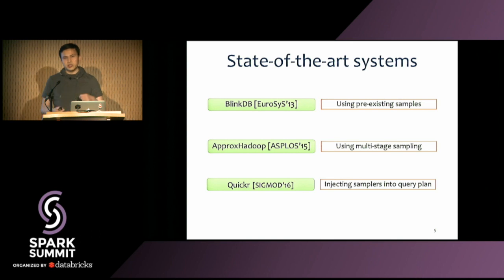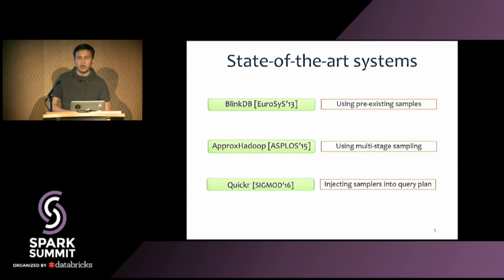When the user sends a query to the system, together with the requirement, for example, the accuracy they want to achieve or the latency they want to achieve, the system will select the relevant sample, process the query, and provide the approximate result to satisfy the requirement of the user. The next system is ApproxHadoop.